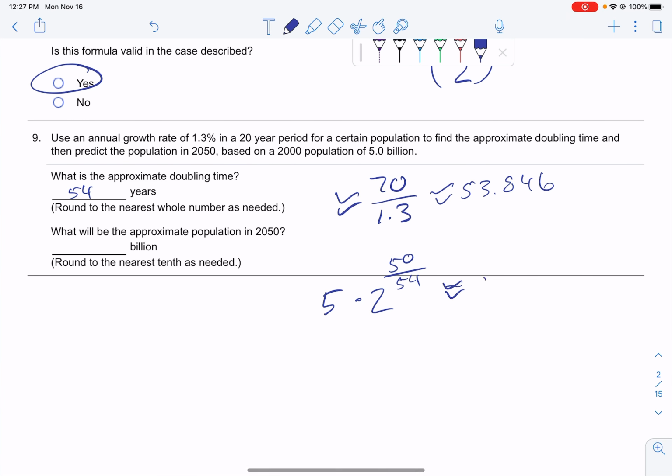So it's approximately 9.4995, and it wants me to round to the nearest tenth. So I would say about 9.5 billion would be the new population if I started at 5 billion, okay? Which makes sense because we've almost reached the doubling time, so we're almost twice as much.